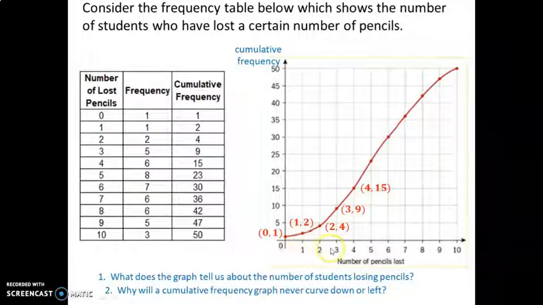Because we're just moving through the data table here, and we're moving further into our possible data values for the variable, that's why it goes in that direction. Okay, so let's look at how to create one from scratch.